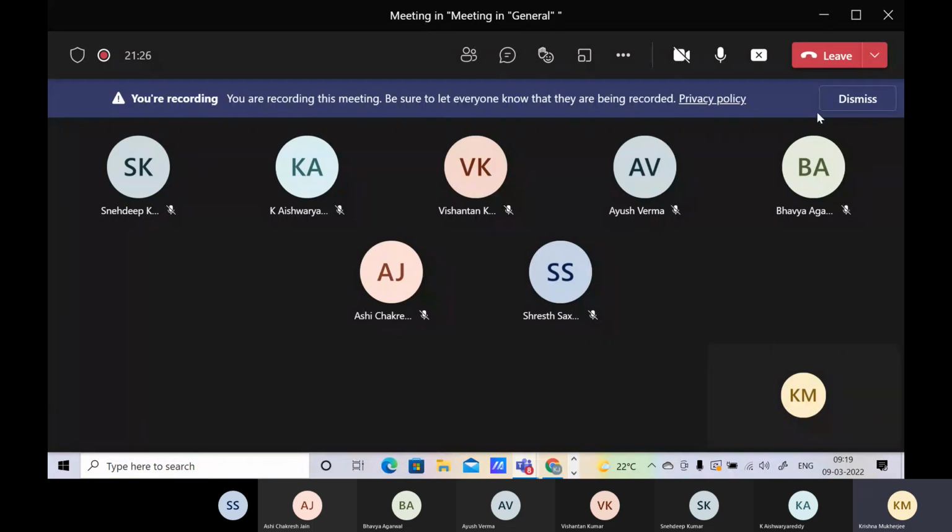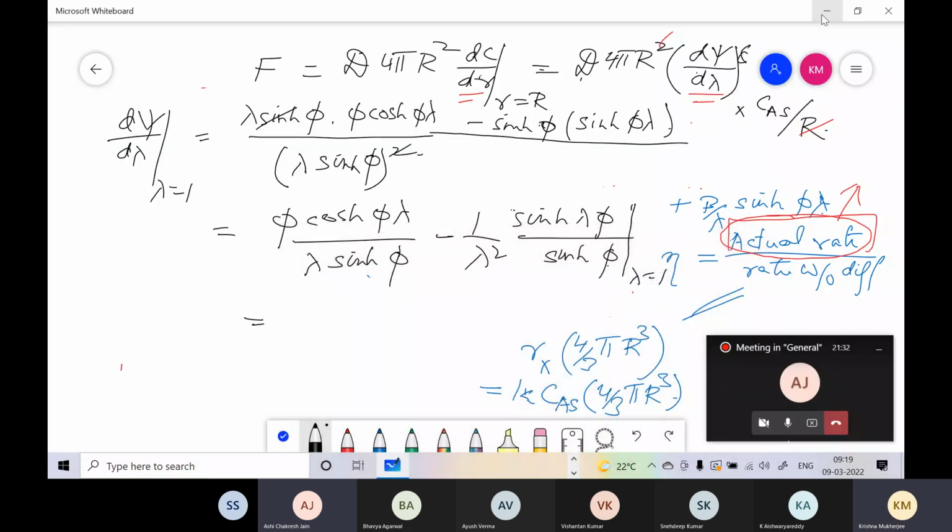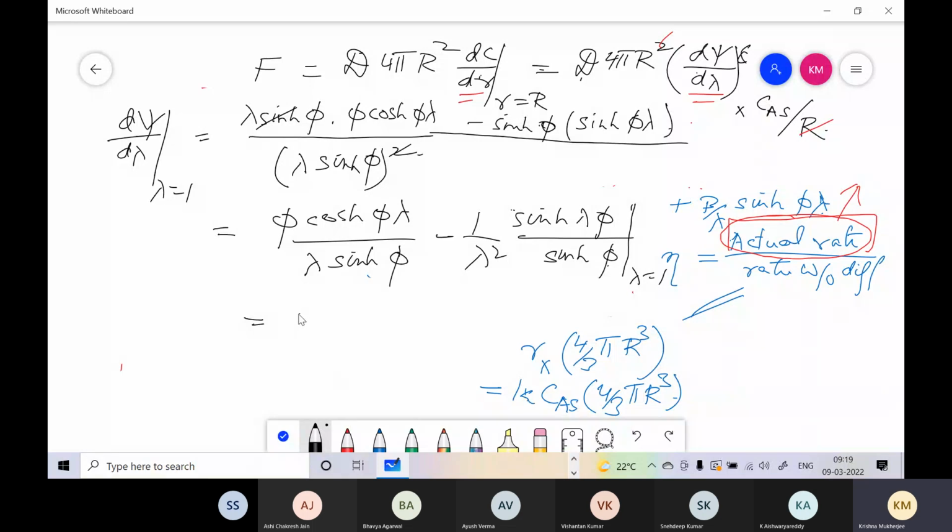Come on, Bhavya. So it would come out as phi cosh phi divided by sinh phi minus 1. So phi, what is it? Phi coth phi minus 1. Not a big deal, right? So that is obvious: phi coth phi minus 1. So this is the expression we have got, and this is d phi by d lambda.